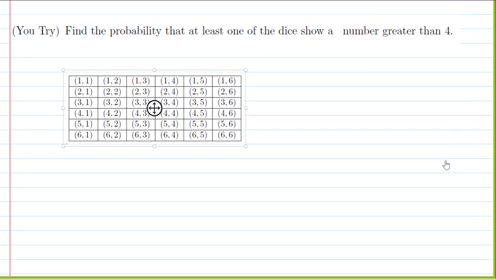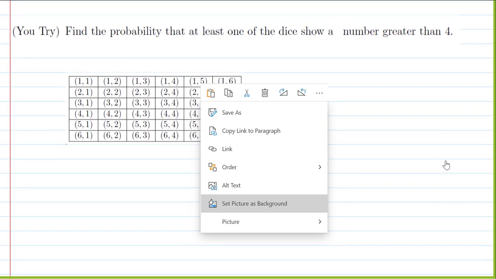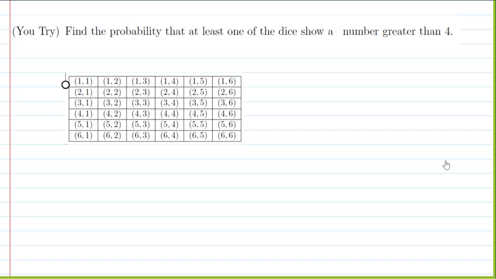Help visualize what's happening. So we want at least one of the dice to show a number greater than 4. So a number greater than 4 would be 5. So the last two rows would be where the first number is greater than 4. The last two columns, it's greater than 4. And the last two columns would be where the second die is greater than 4.